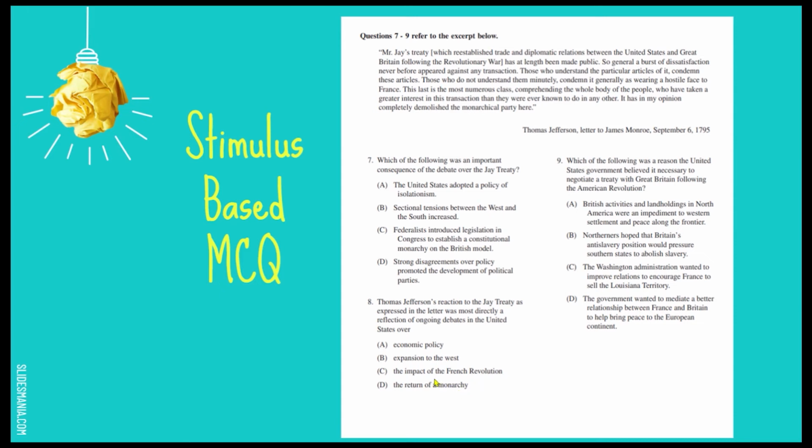Again, monarchy is out of the question. Americans have never wanted monarchy from day one, so D is absolutely wrong. Expansion to the West does not happen in this time period. It will happen starting from period 4, from 1800 with the Louisiana Purchase. It could be about economic policy, but there's not really a debate about economic policy at this time in terms of the John Jay Treaty. So the answer is C.